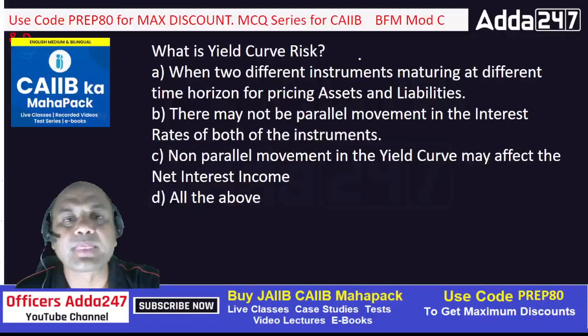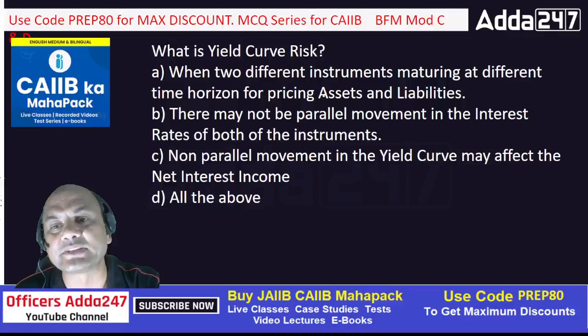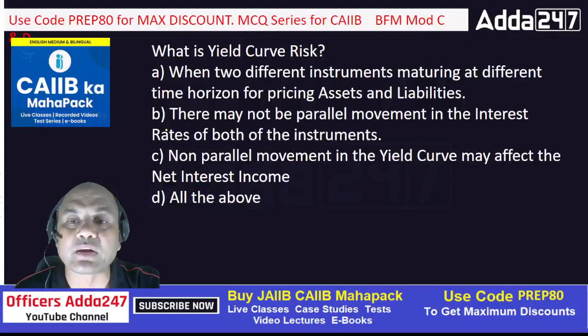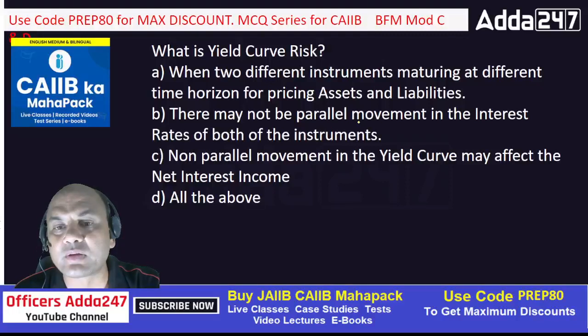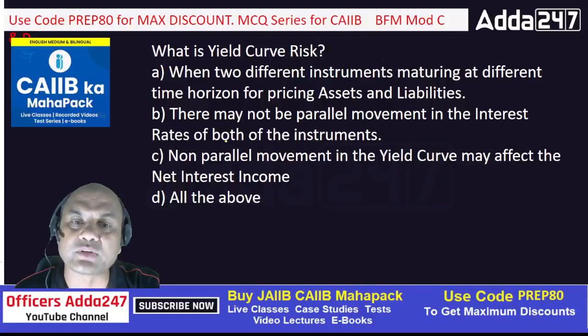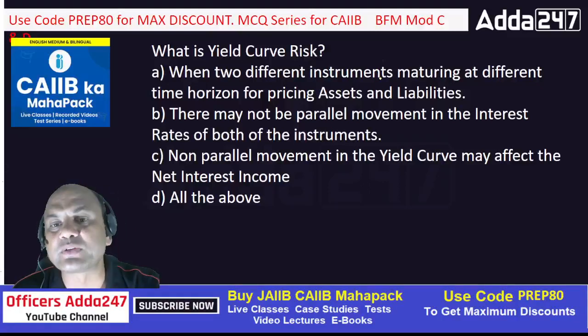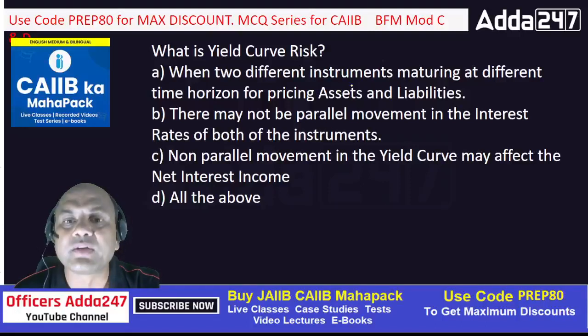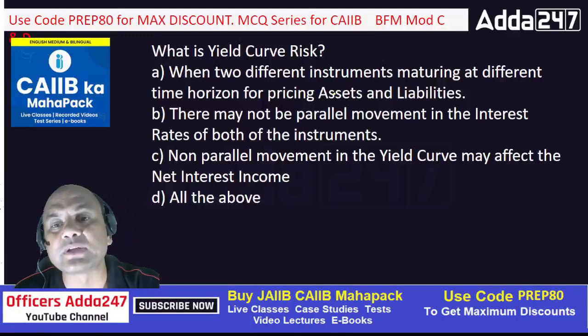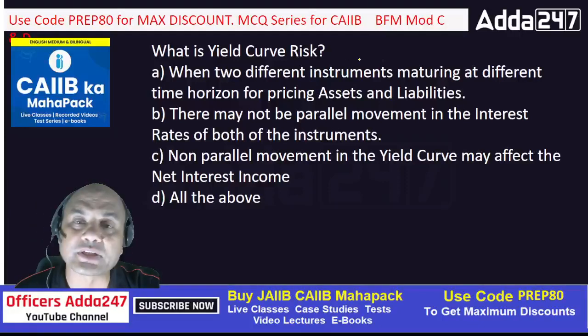What is the yield curve risk? When two different instruments mature at different time horizons for pricing of assets and liabilities, there may not be a parallel movement in the interest rates of both instruments. Non-parallel movement in the yield curve may affect the net interest income. So all of these are yield curve risks. If I have an asset of 364 days and a liability of 91 days, these are two separate instruments, so this will pose a yield curve risk.